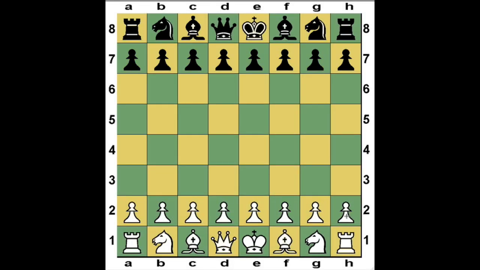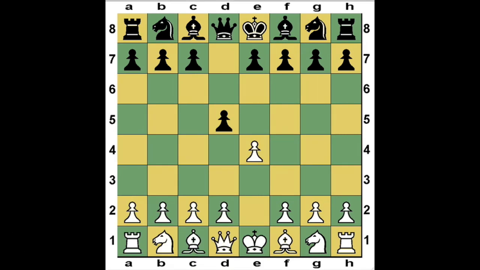In the chess notation that you will read in books and magazines, or that you will use to record your own games, pawns are not normally referred to except by the square where the pawn is moving to. So let's take a look at how the pawn moves are recorded.